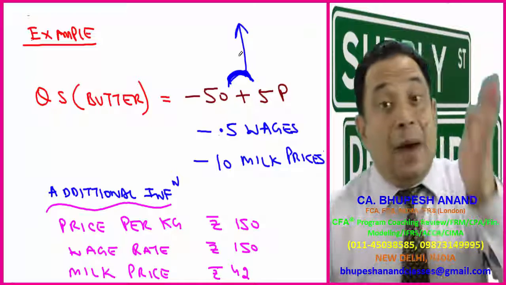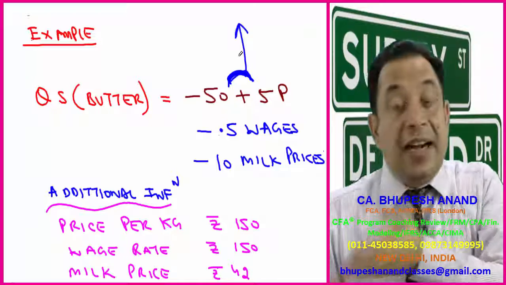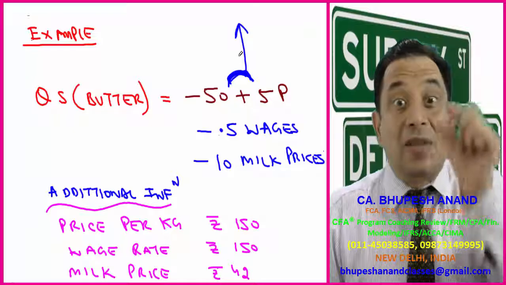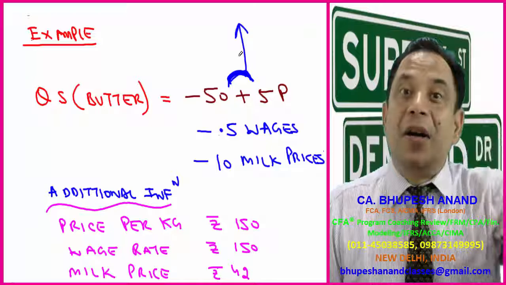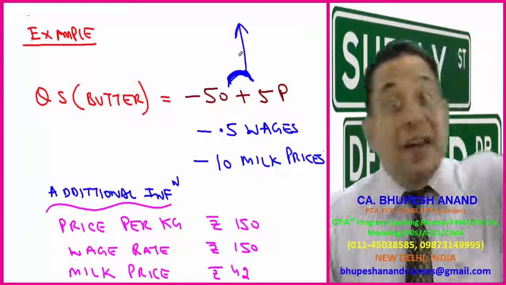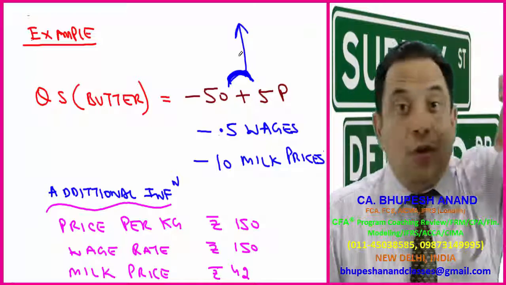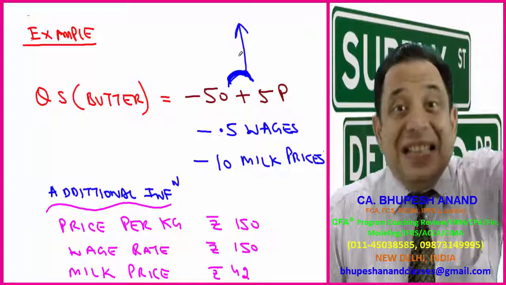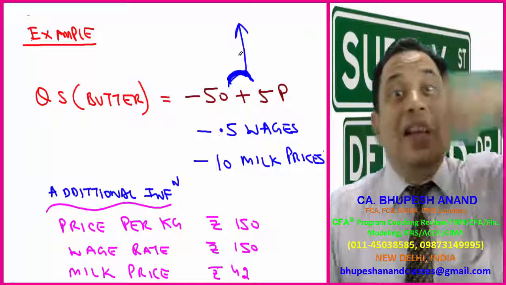If you remember, in the demand function this was negative. There is a negative relationship between the price of that product and the quantity demanded of that product. But now we are doing the supply function. In the supply function, as the price increases, the quantity supplied will increase.